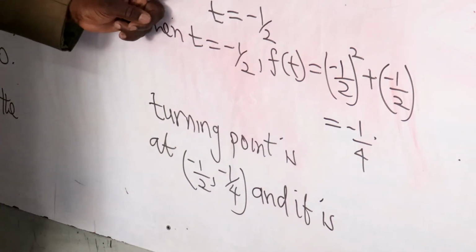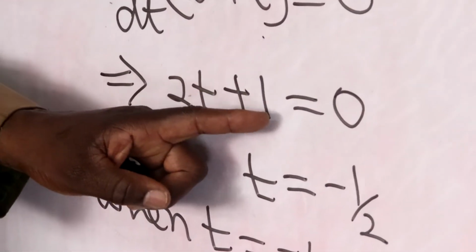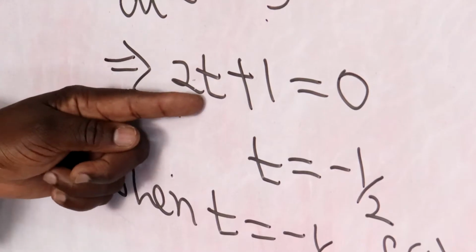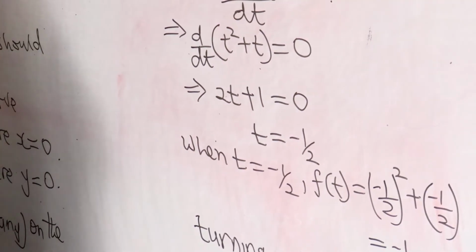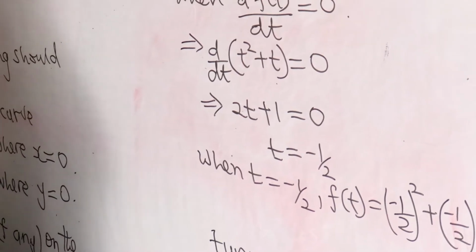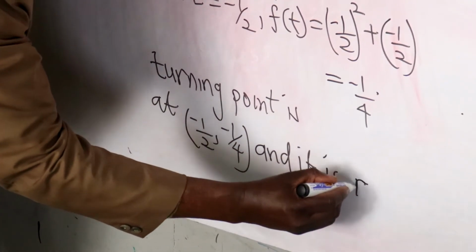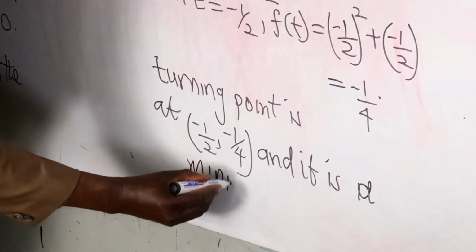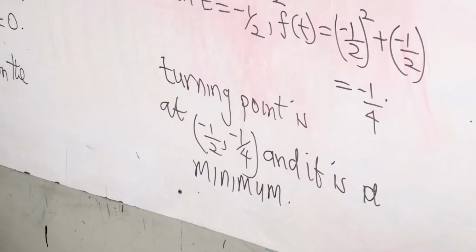If we differentiate this twice, the first derivative was 2t plus 1. If we differentiate it twice, it will be 2. When the second derivative is positive, then we are dealing with a minimum. So it is a minimum.